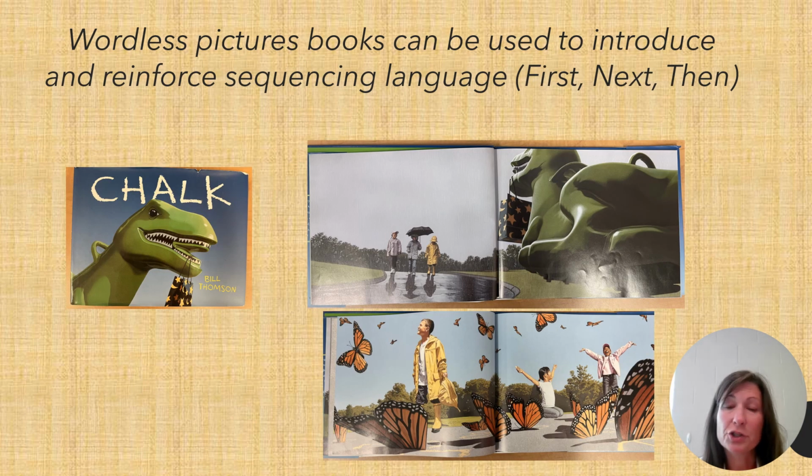The wordless picture book Chalk by Bill Thompson is another great resource. Another way that it can be used is to introduce and reinforce sequencing language. The sentence stems first, next, and then could be used to frame the plot of the story. For example, in these pictures, your students might say, first, 3 children are walking on the road. They see a dinosaur. After, the children see many butterflies. They can also incorporate new vocabulary that has been shared into their sentences.